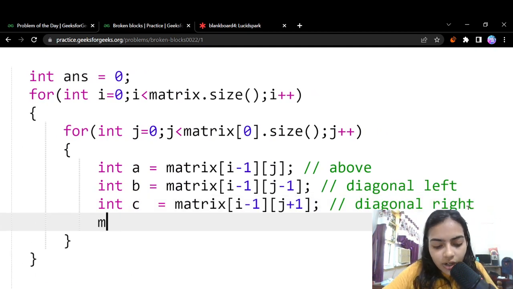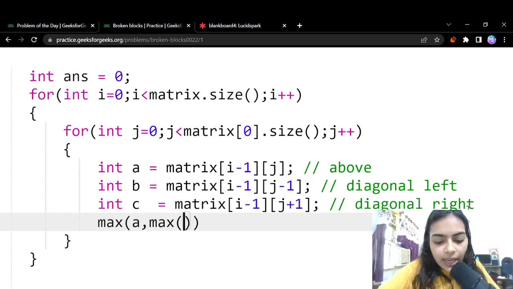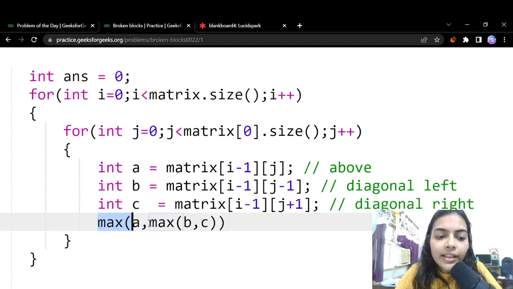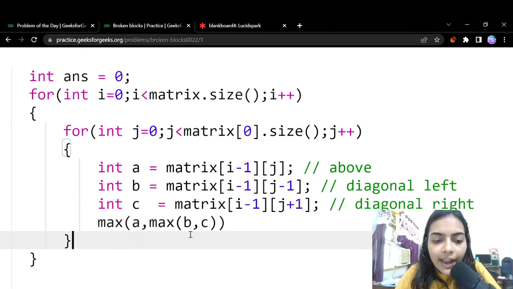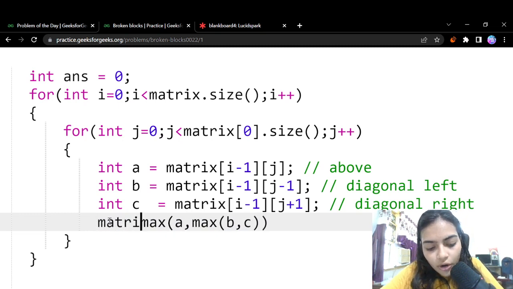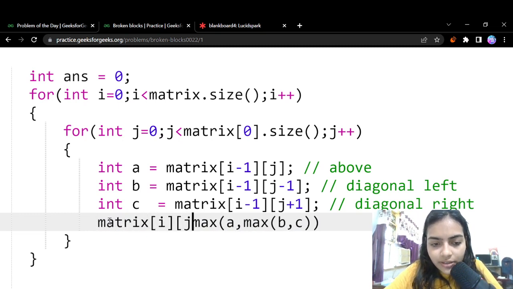Now among these three boxes, we want the maximum of a, b and c. The max function takes only two variables, so you declare it like this: first take the maximum between b and c, and then take the maximum of a and whatever is the maximum between b and c. This gives the maximum among all three, a, b and c. Whichever is the maximum, you are going to add that to the matrix. That's it, this is the simple thing that we are doing.